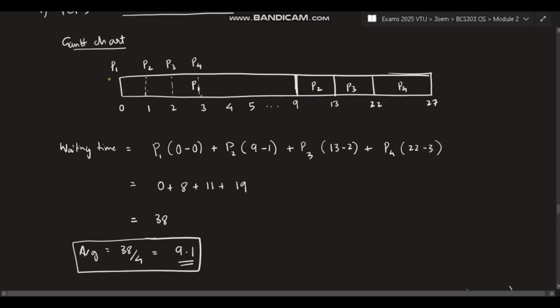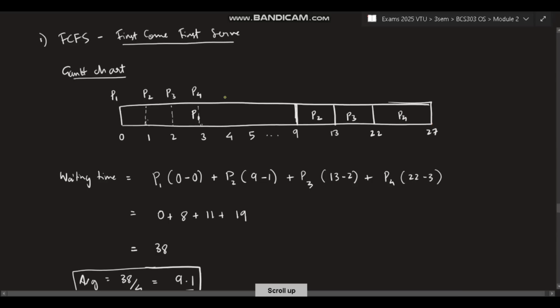How will you make it? First, make a starting line here, of any length, and mark it as 0. As you remember, P1 came at the 0th second, so P1 will be starting from here. I'll write P1. Then P2 came at the first second, P3 at the second, and P4 at the third second. After you have done this, you have to see the burst time. Burst time means P1 takes 9 seconds to complete. And this is first come first serve, so whichever process comes first will be executed and completed. So for 9 seconds P1 will run.